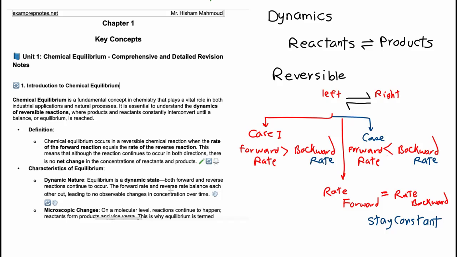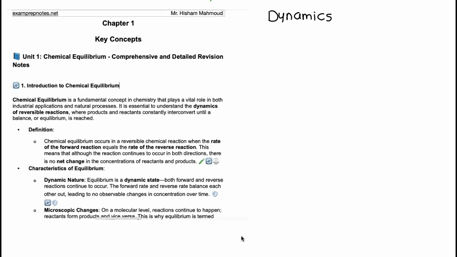But what are the characteristics of equilibrium? Equilibrium has to be dynamic, which means that something is always being done. The reactants keep forming products and the products keep forming reactants. There is no stop. The forward and reverse reactions continue to occur and only the rates balance each other out, leading to no changes in concentration, pressure, or anything else that can be seen. So I don't see any macroscopic changes.